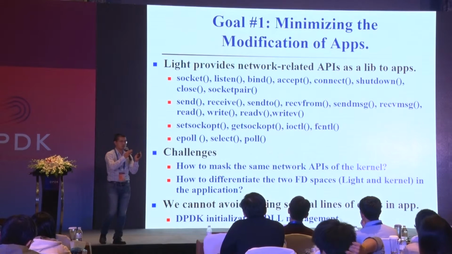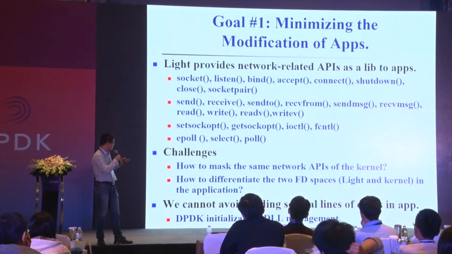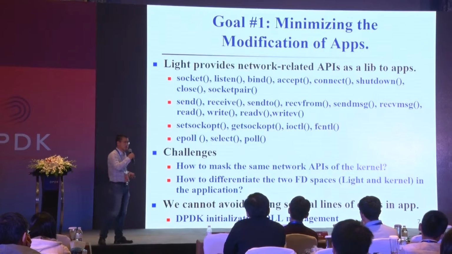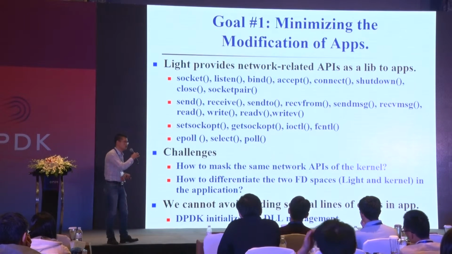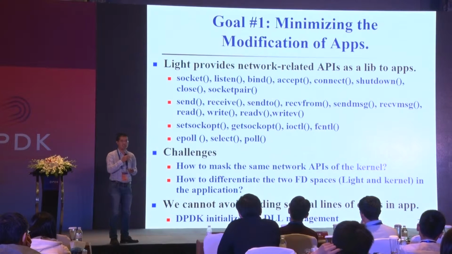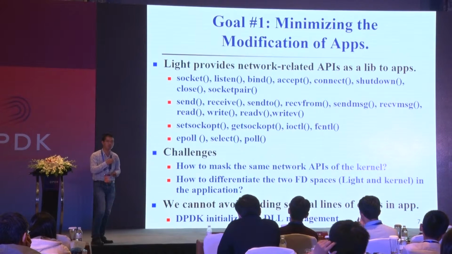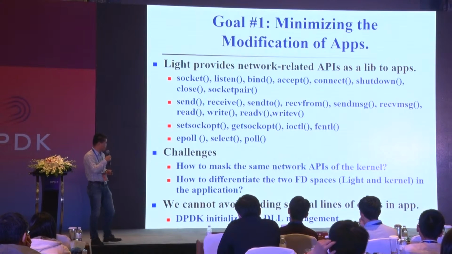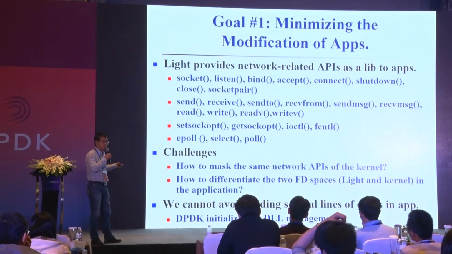The second challenge is that Light and the kernel are providing different APIs. Then there will be the FD space issue. Anything related to network and the socket, the FD spaces are provided by Light, but those regarding reading still have to go through the kernel. So how can the application differentiate the two FD spaces without modification to the application?